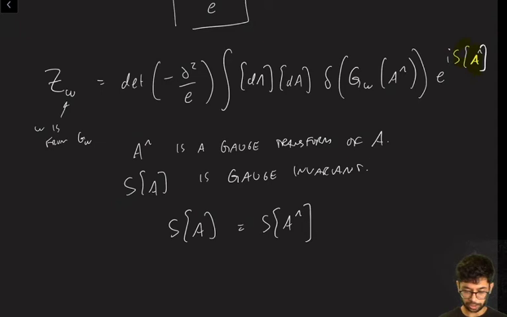Because that was quite small, you might not have seen it. Let me write this out explicitly. I used to have an e to the iS of A there. Now I have an e to the iS of A lambda. Okay? That's what happened right now.